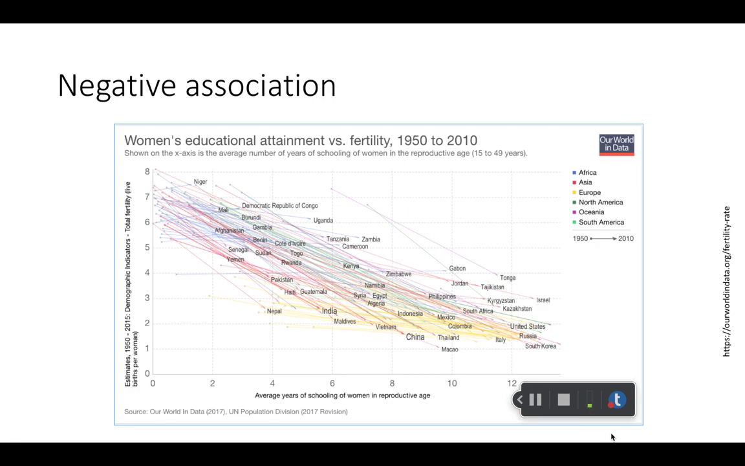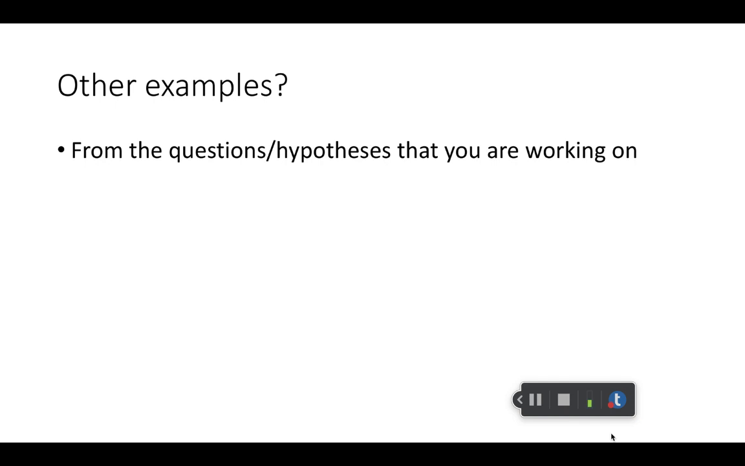Here's a negative association. In this case, it's between, on the horizontal axis, the average years of schooling for women of reproductive age, and another measure of fertility, here on the vertical axis, the number of live births per woman. And you see that in countries where women receive, on average, more schooling, they also tend to have fewer children. So that's an example of a negative association. What are some other examples of positive and negative associations from the questions or hypotheses that you're working on?